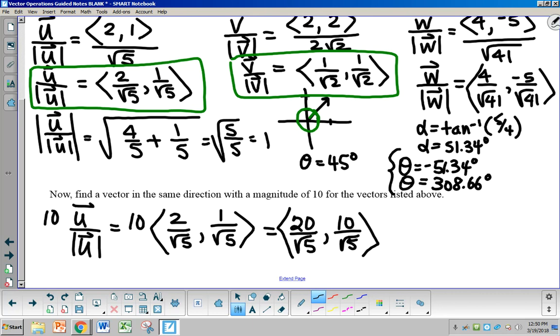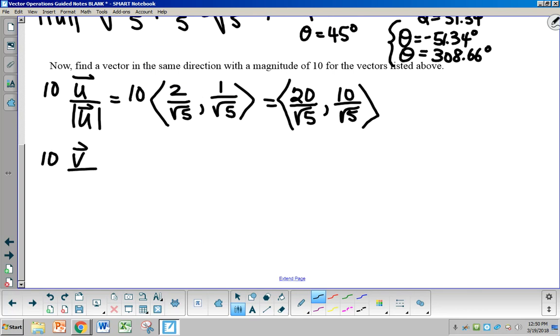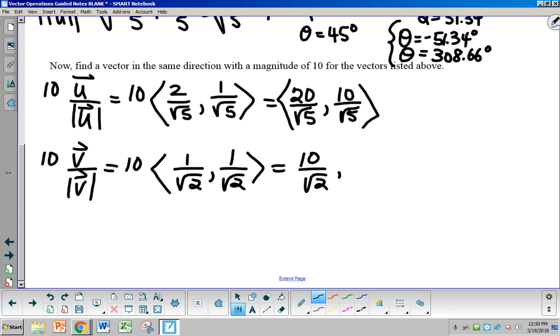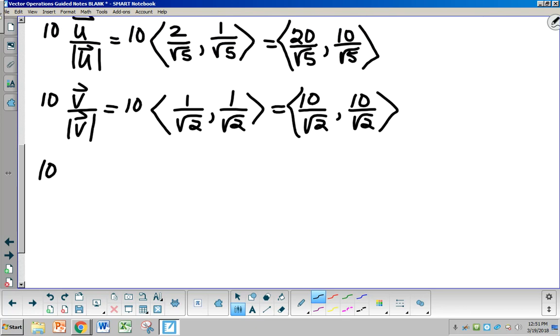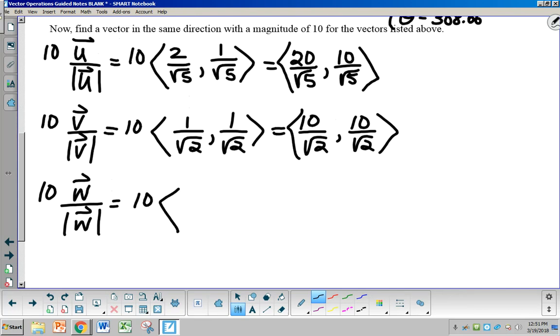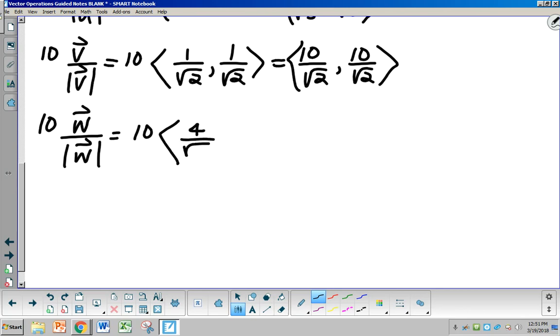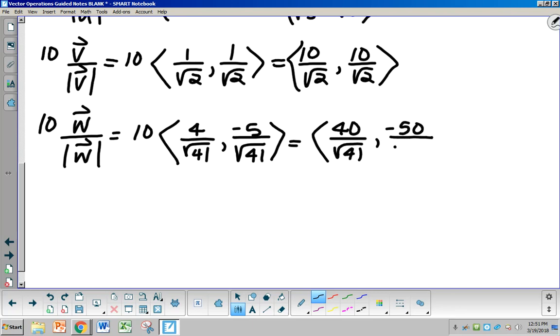What about the vector for v, if I wanted it with a magnitude of 10? It would be 10 times v over the magnitude of v, because this is the unit vector. So 10 times 1 over root 2, 1 over root 2 equals 10 over root 2, 10 over root 2. So that would be a vector of magnitude 10 in the direction of v. What about w? 10 times, now did we say that was 4 over root 41, negative 5 over root 41? And so that would be equal to 40 over root 41, negative 50 over root 41.